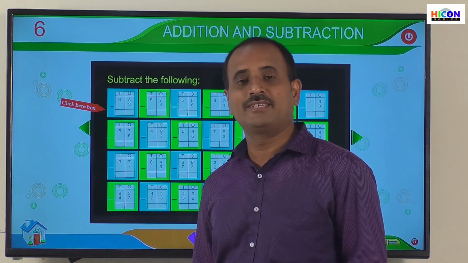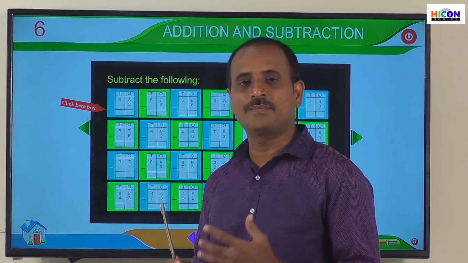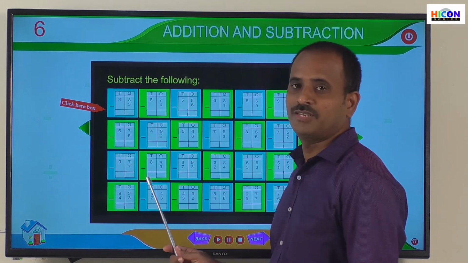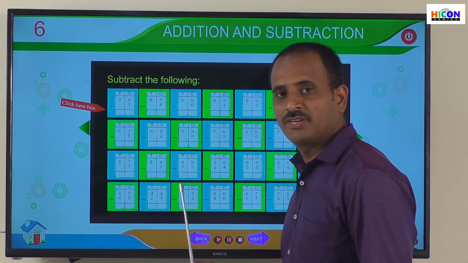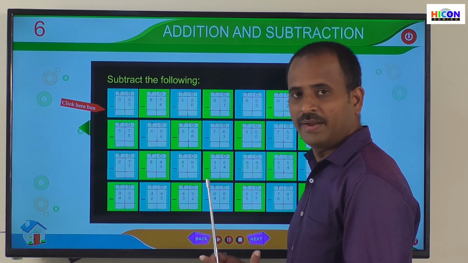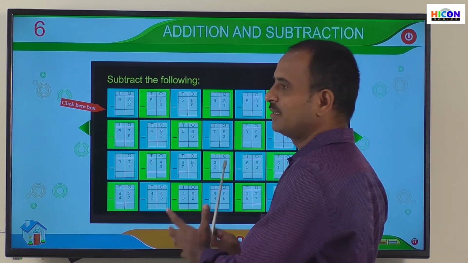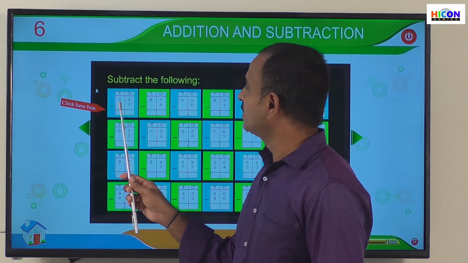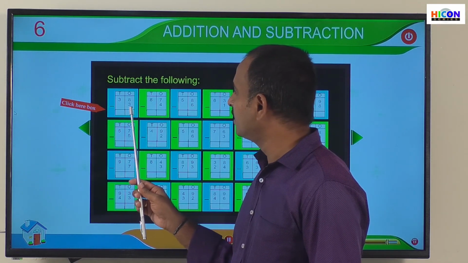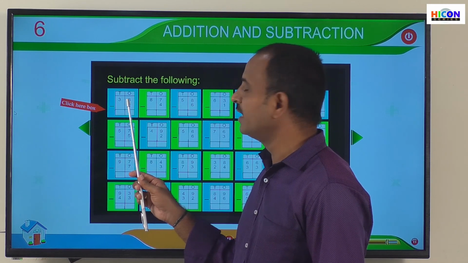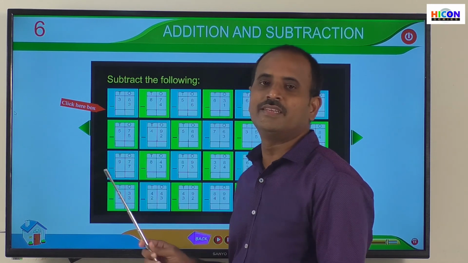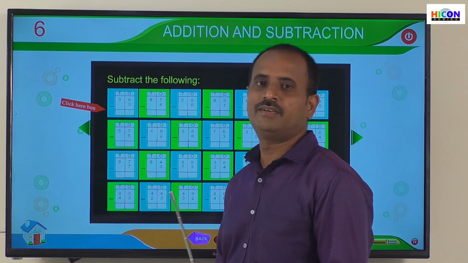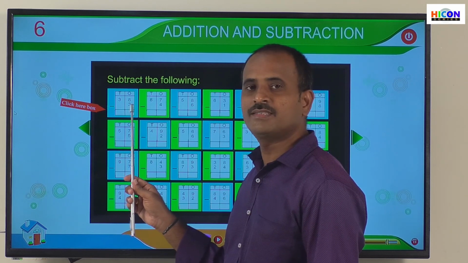So children, let us practice some problems on subtraction of two-digit numbers. So look at the screen, children. Here some problems are given on subtraction of two-digit numbers. So we will practice some among these given problems. So see the first one here. What is the first number? 38. And what is the second number? 3. Here 38 is a two-digit number and 3 is a one-digit number. Now we have to subtract 3 from 38. That is 38 minus 3.